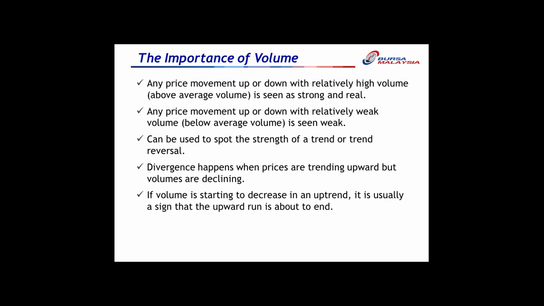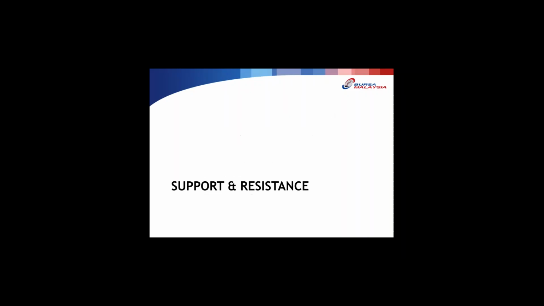Divergence usually is a signal that the uptrend run is about to end. So if the volume is starting to decrease in an uptrend, it is usually a sign that the upward run is about to end. All right. And a solid breakout should have a large volume. Later I'll show you what it means. In other words, when you see a breakout accompanied by a low volume, it may most likely be a false breakout. Now, I haven't come to breakout yet, so you may just give me a little bit more time to explain breakout to you later on.